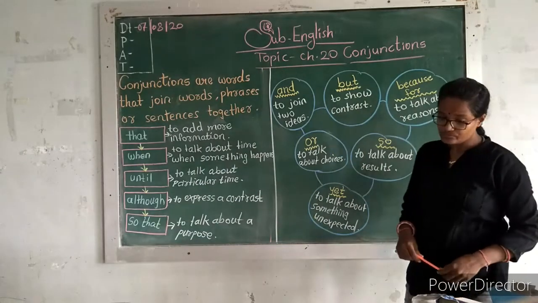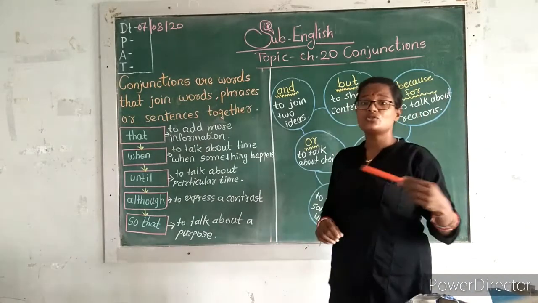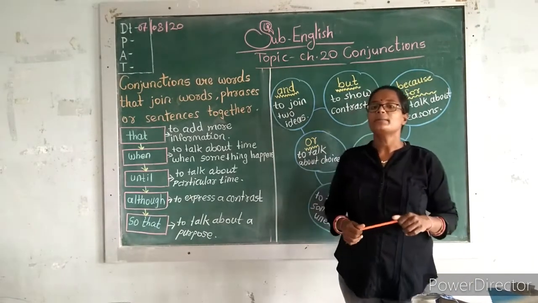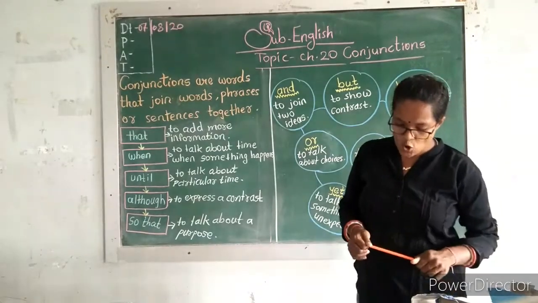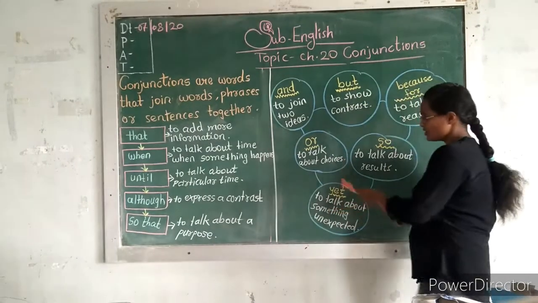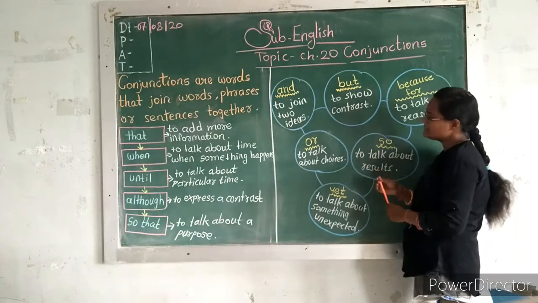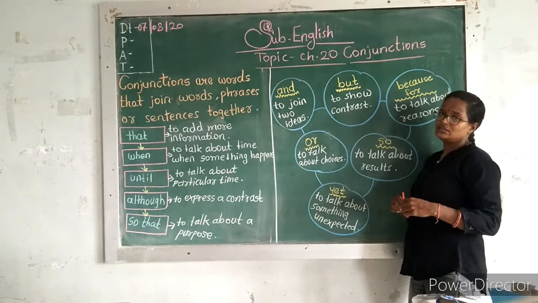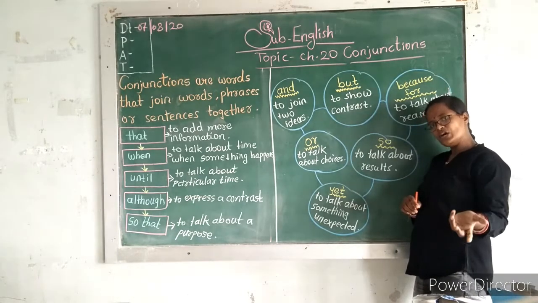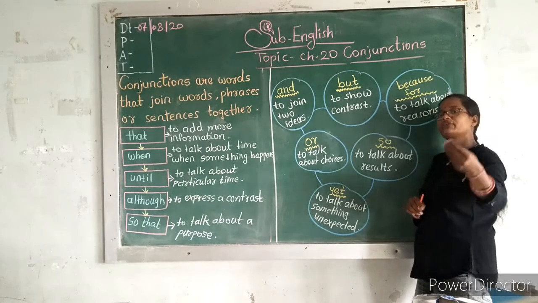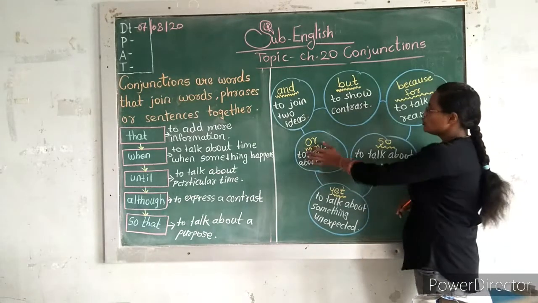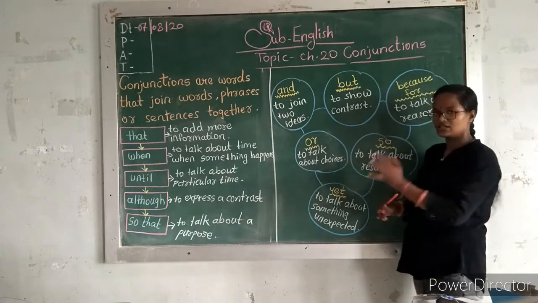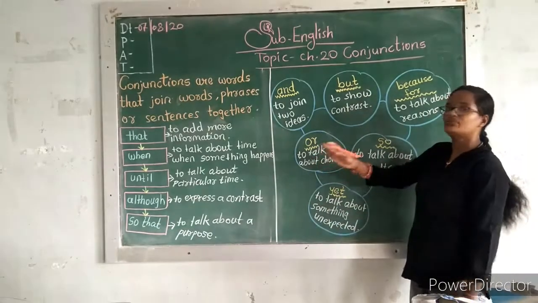Then or is used to talk about choices. Example, I have never met my uncle or my aunt. Or is used to talk about choices. You can select purple or green, whatever you like, right? So or is used to express a choice, meaning you are offering choices to the person.